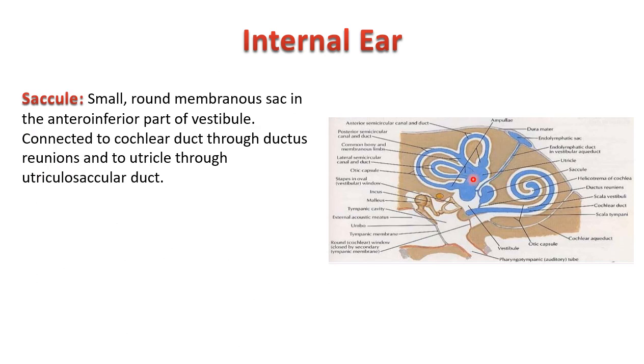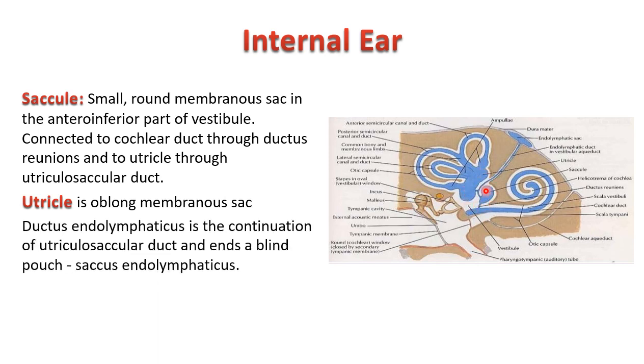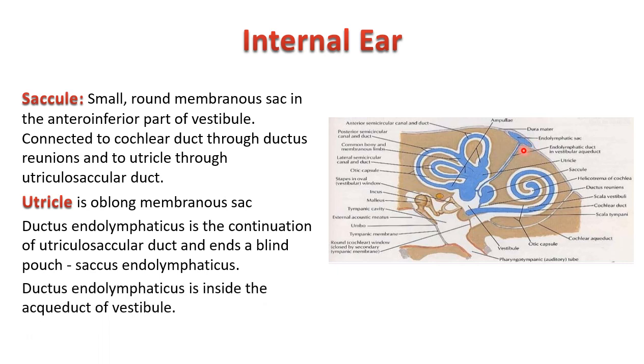Next, coming to the saccule, which you are able to see here, a round membranous saccule situated in the spherical recess in the anterior inferior part, connected to the cochlear duct by the ductus reuniens. Then the utricle is another, oblong sac. This is a small round sac, whereas this is an oblong sac. The ductus endolymphaticus is the continuation of the utriculosaccular duct and ends in a blind pouch called the saccus endolymphaticus. This ductus endolymphaticus lies within the aqueduct of the vestibule.